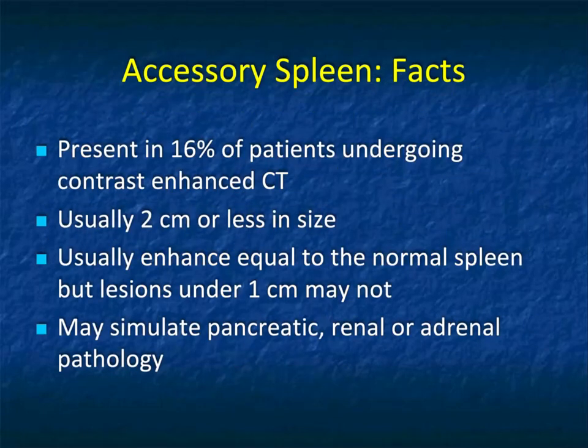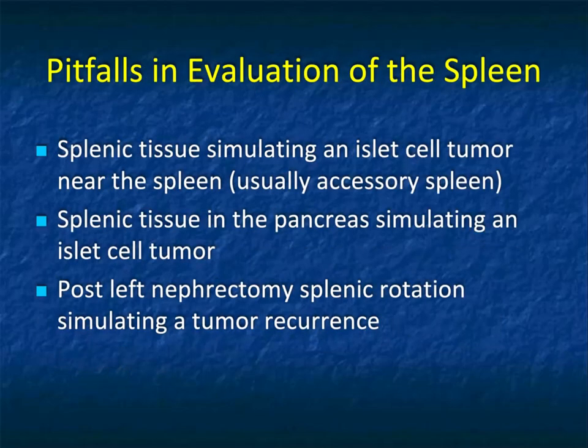Now, interestingly, one of the challenges, and I mentioned this a little bit before when we spoke about these pancreatic lesions by the tail, where you're thinking about a splenule versus a neuroendocrine tumor. Accessory spleens are very common, 16% of patients, usually under 2 centimeters. They enhance similar to the spleen, but again can simulate pancreatic, renal, or adrenal pathology. Again, the biggest issue is the question of a neuroendocrine tumor.